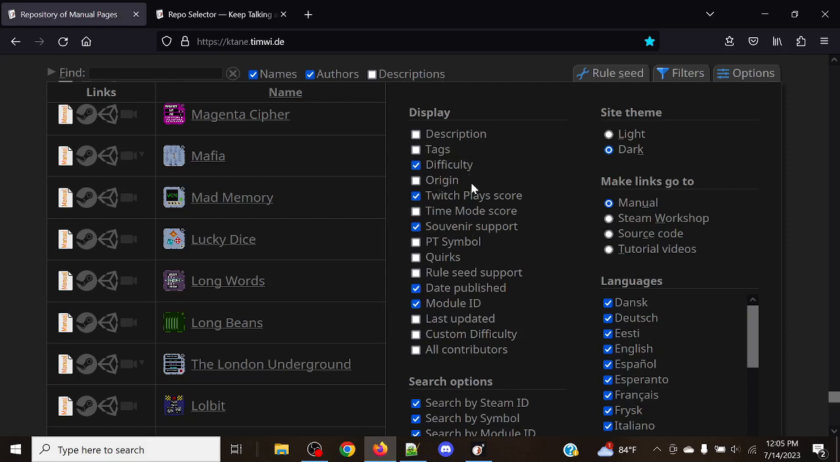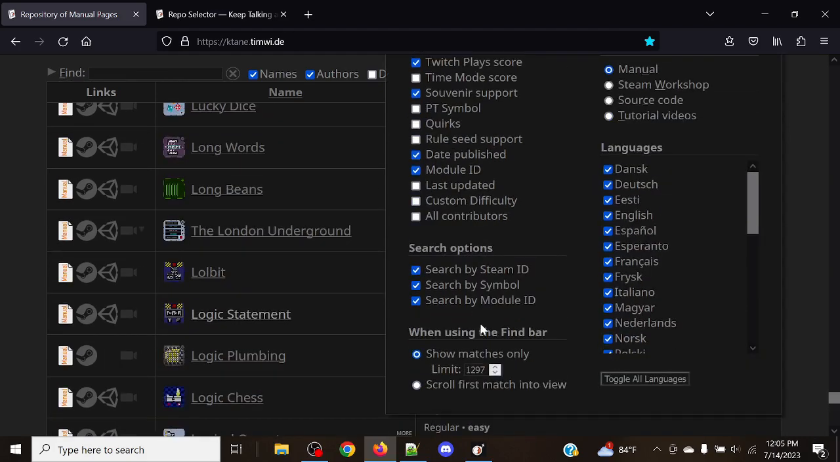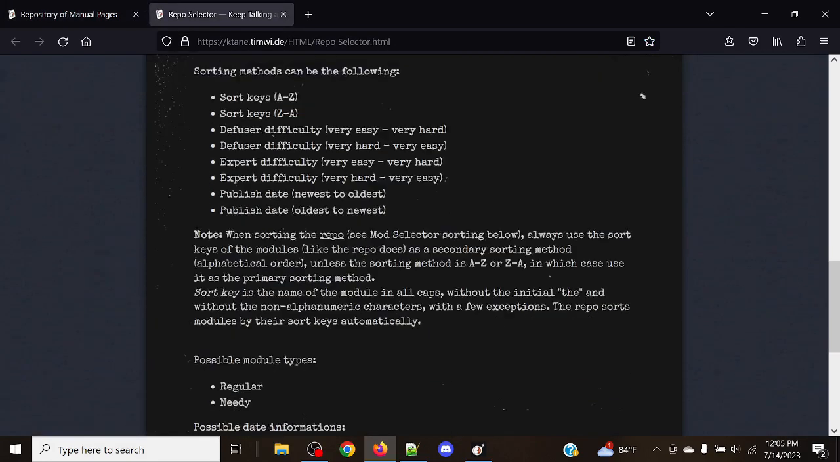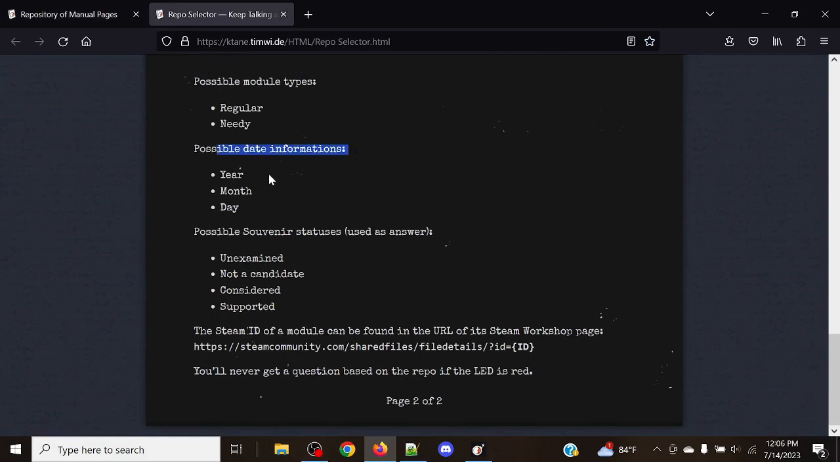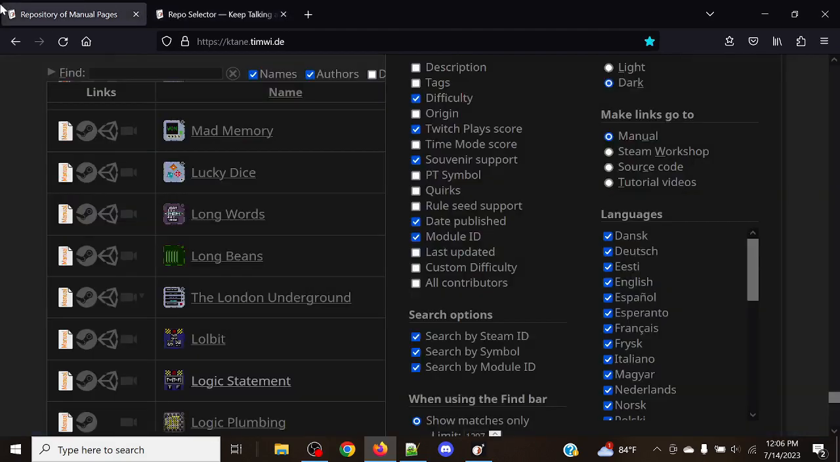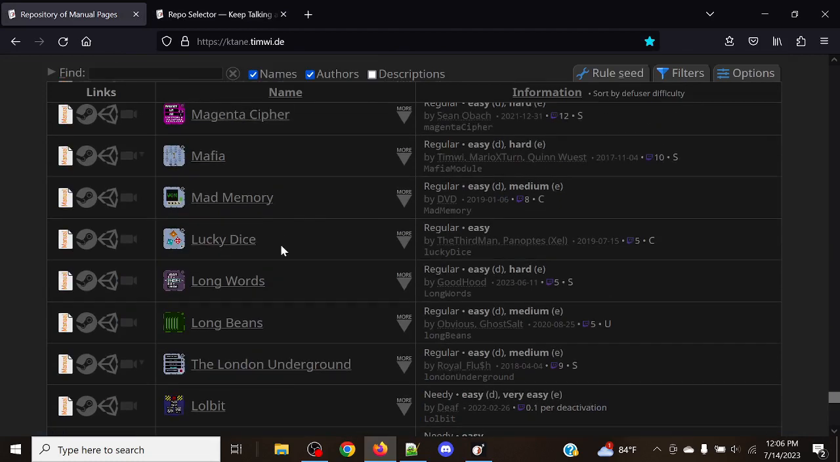I'm not sure you really need any more than that, but for the most part, I would advise having date published up, because that's going to be very important for you to see what you're looking for. It will say down here, yes, possible date information: year, month, day. Fairly straightforward. If it was asking for Lucky Dice's last day, in this case, we would say 5, because it's sorted by year, month, and then day, if that wasn't clear.